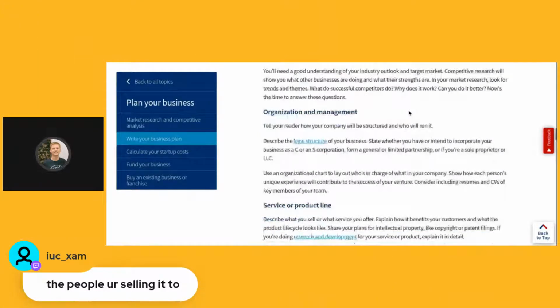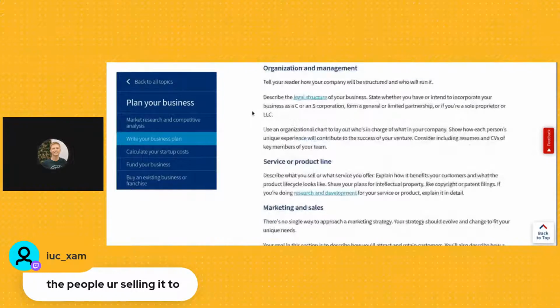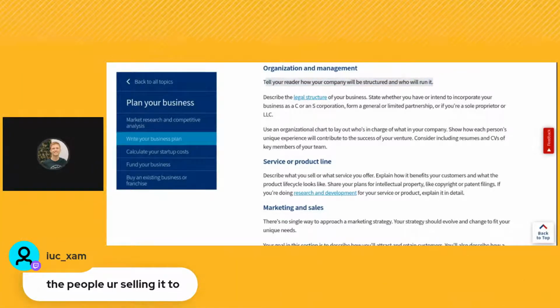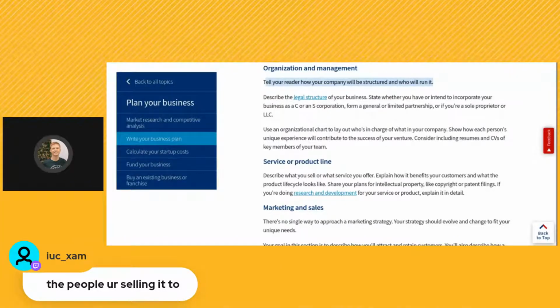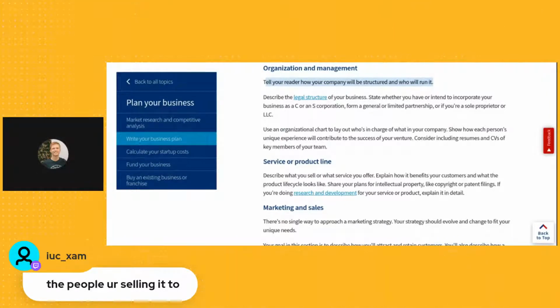The next section is organization and management. I call this the fun part, which is to tell your reader how your company will be structured and who will run it. You can think about who the people involved in the project are and form some kind of organizational chart. I think it's fun to outline all of this because it gives everyone a more formal role in the process.